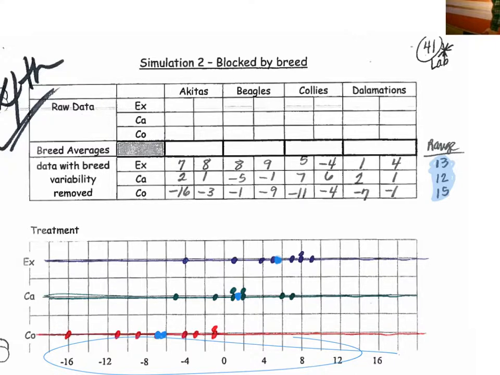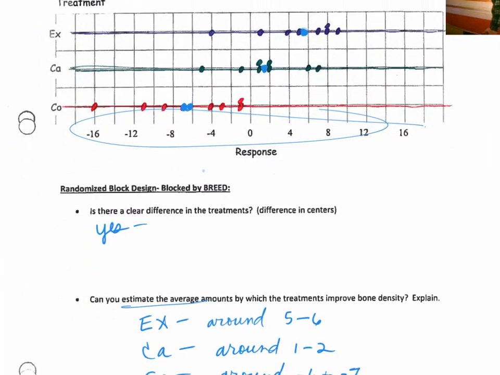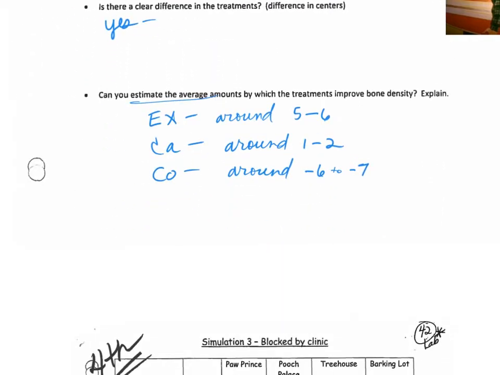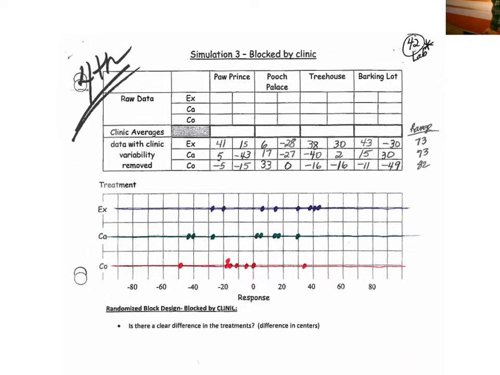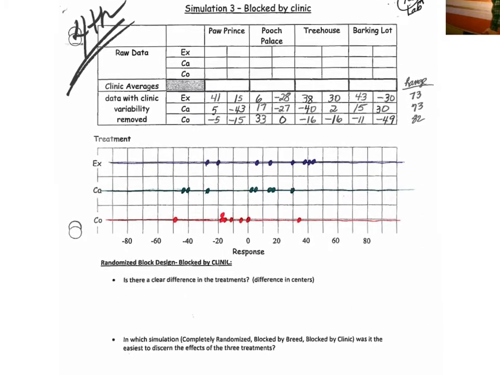If these were put on the same scale as the first experiment, they would be so very much crunched together in the middle. Okay, let's go to the third experiment we did. And that one we did what? How did we organize it? We blocked by clinic. Okay?